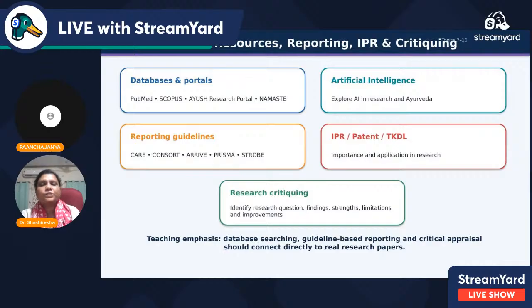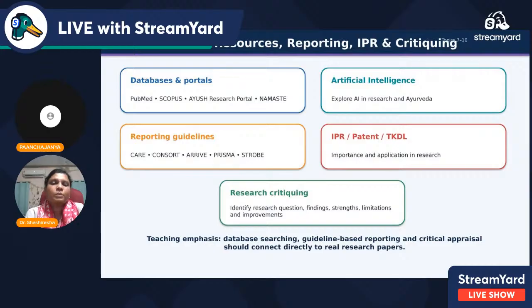And artificial intelligence: you have to explore how far it is adoptable in your study. And reporting guidelines: you will have different ones, and STROBE is the mainly used one. Reporting guidelines provide you the guidance on how it has to be reported.